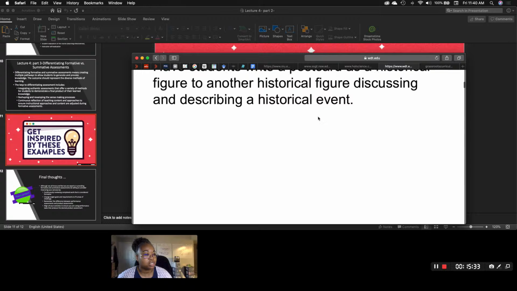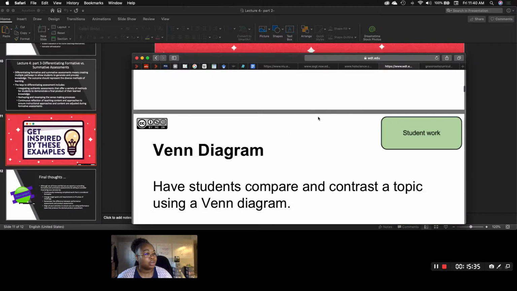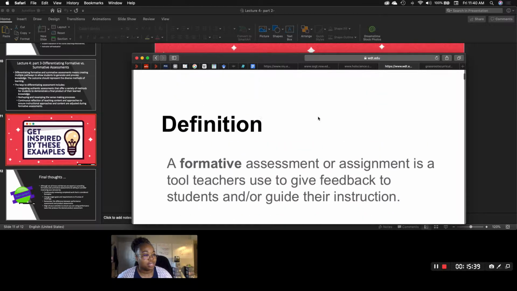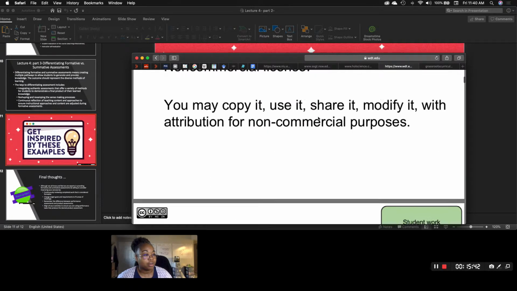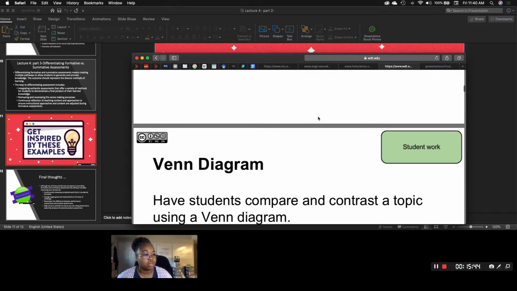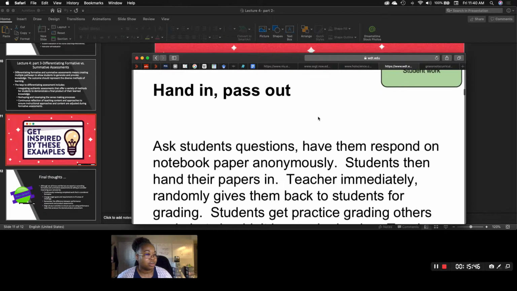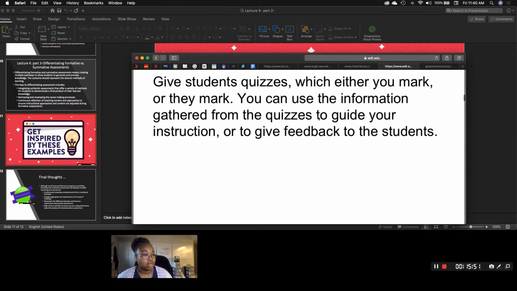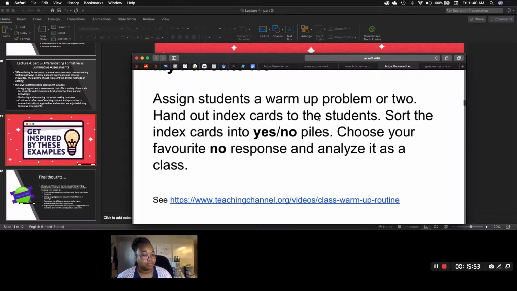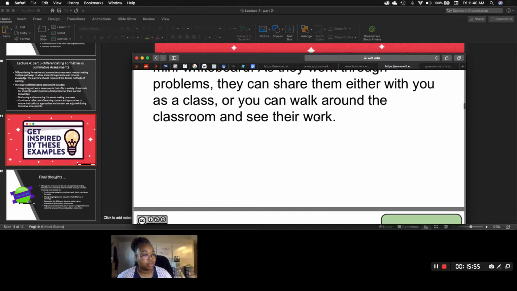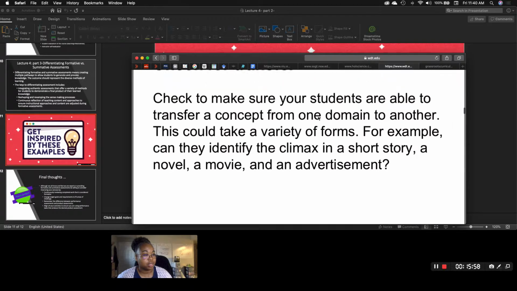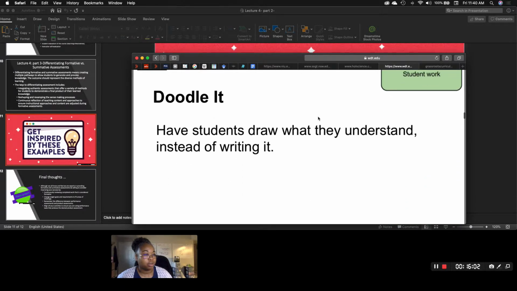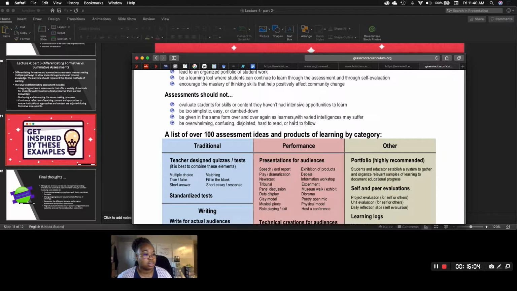3 times summarization, 3 things, and you can adapt these. This is for elementary levels, most of these, but you can adapt these to a higher level for those of you who teach middle school and high school. Venn diagrams is something that everyone can do. Visual, be the illustrator. These are things that all of us can do at some point. Mini whiteboards, create something, check for transfer, extension projects. So most of you already do some of these things.